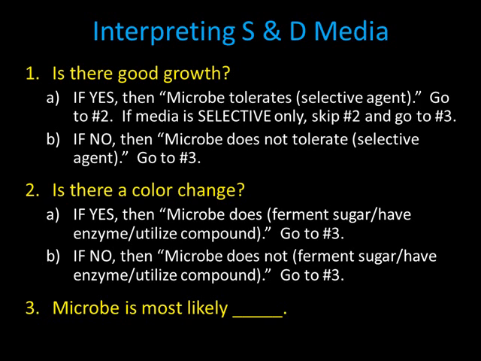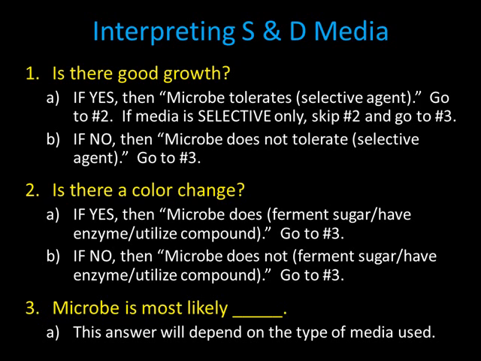If there is a change in the medium, usually in color, the organism is considered positive for whatever activity the medium measures. This activity will vary according to the medium, and so will your interpretation. You would then proceed to step 3. If there is no change in the medium, the organism is considered negative for whatever activity the medium measures. You would then proceed to step 3.